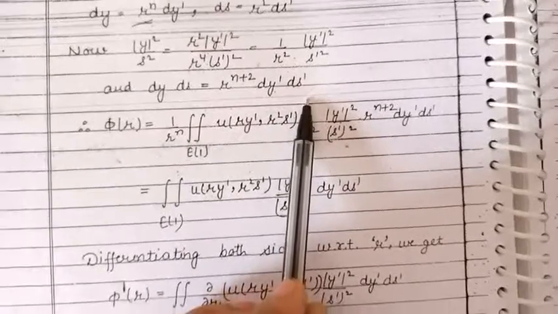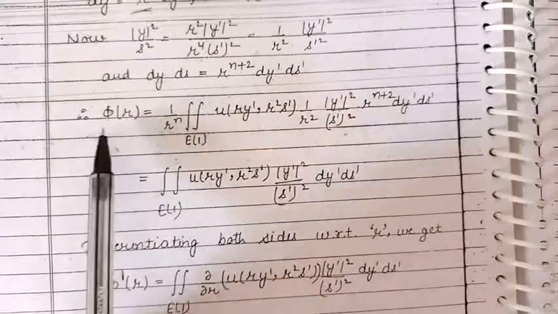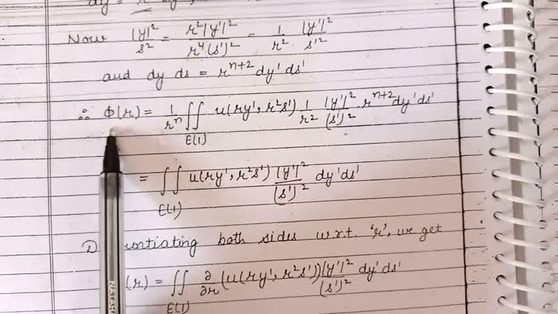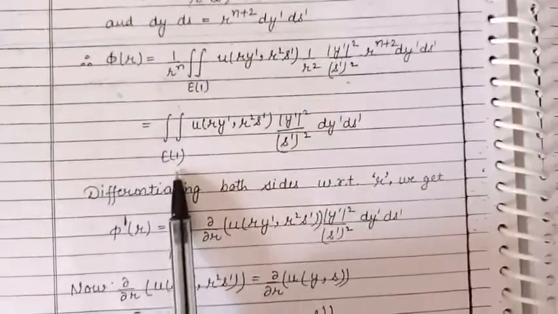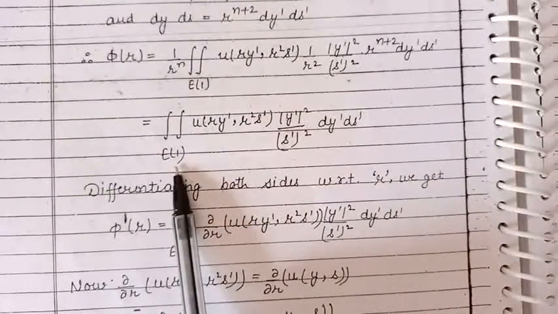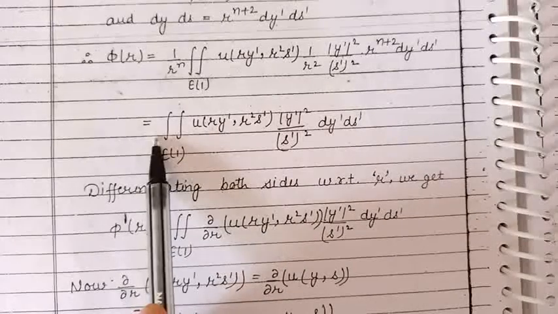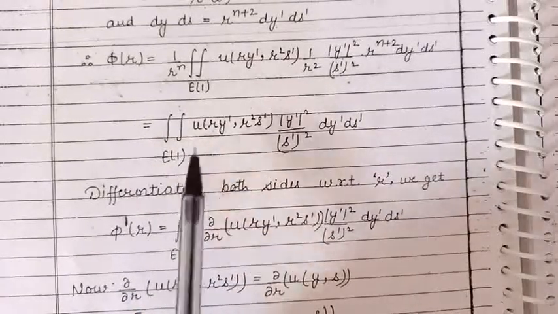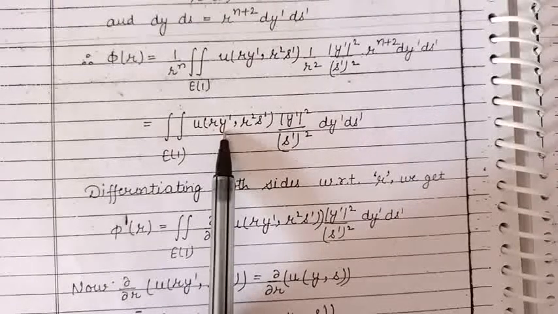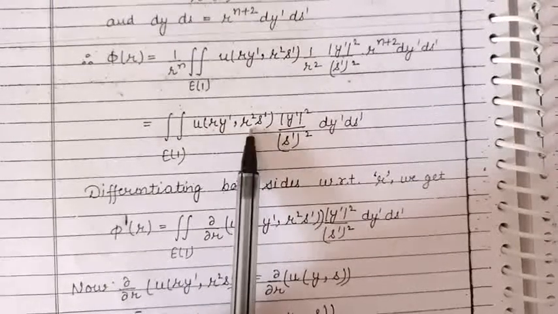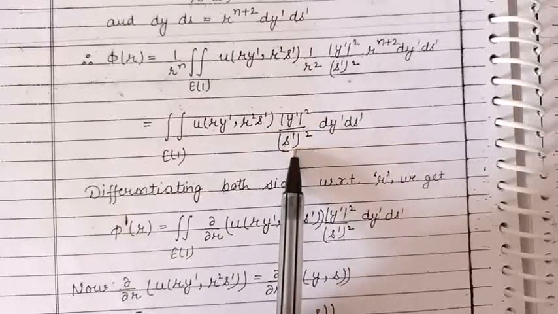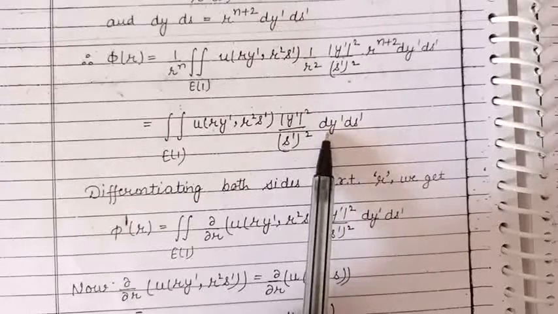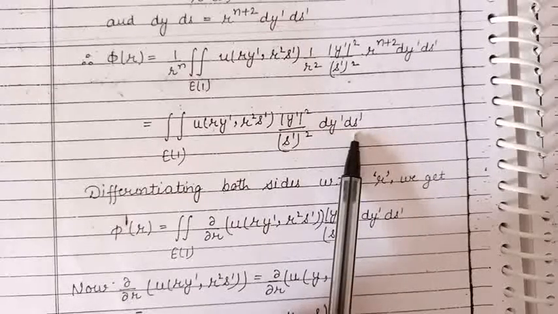Now let us substitute all these values in the function phi which we have defined, so that it will be converted into the integral over the unit ball. So the value of function phi becomes the double integral over the unit ball of the function u, which is a function of (r y dash, r square s dash), into |y dash| square upon s dash square dy dash ds dash. Now we have converted the ball into the unit ball.